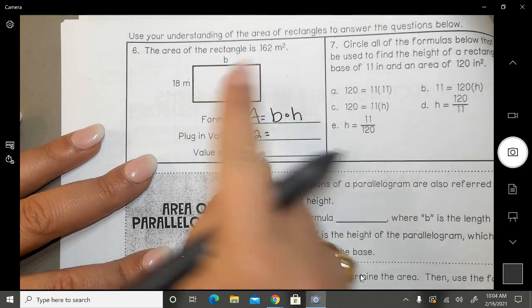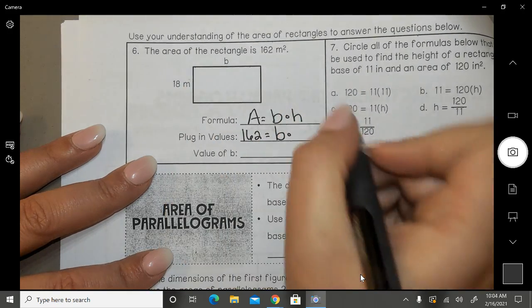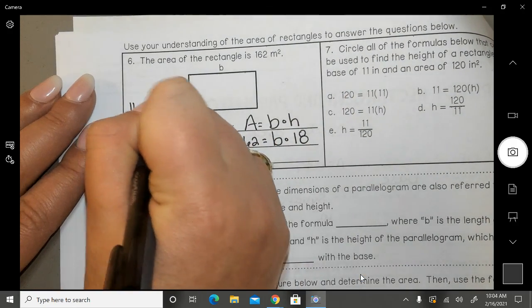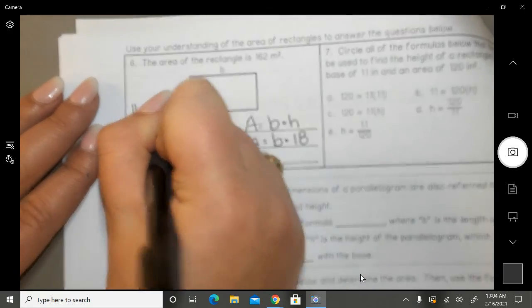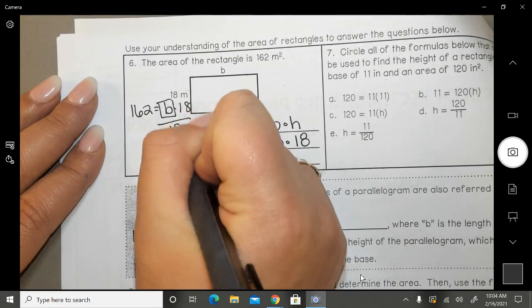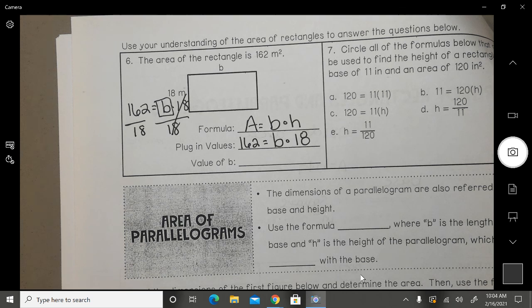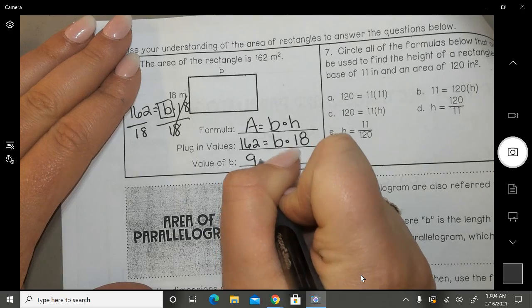Do I know what B is? We don't know what B is. Do I know what H is? 18 meters. So I need to solve for B. So I have 162 equals B times 18. To get B by itself, I'm going to have to isolate using inverse operations, just like we've been doing. So I'm going to divide by 18. So 162 divided by 18 is what? 9. So B is going to be 9 meters.